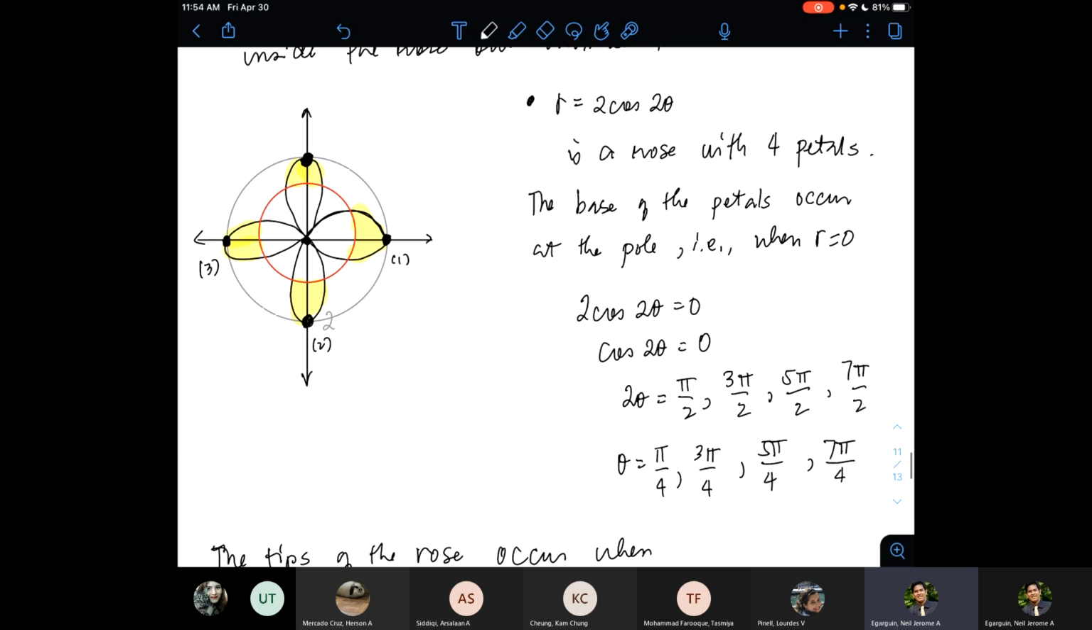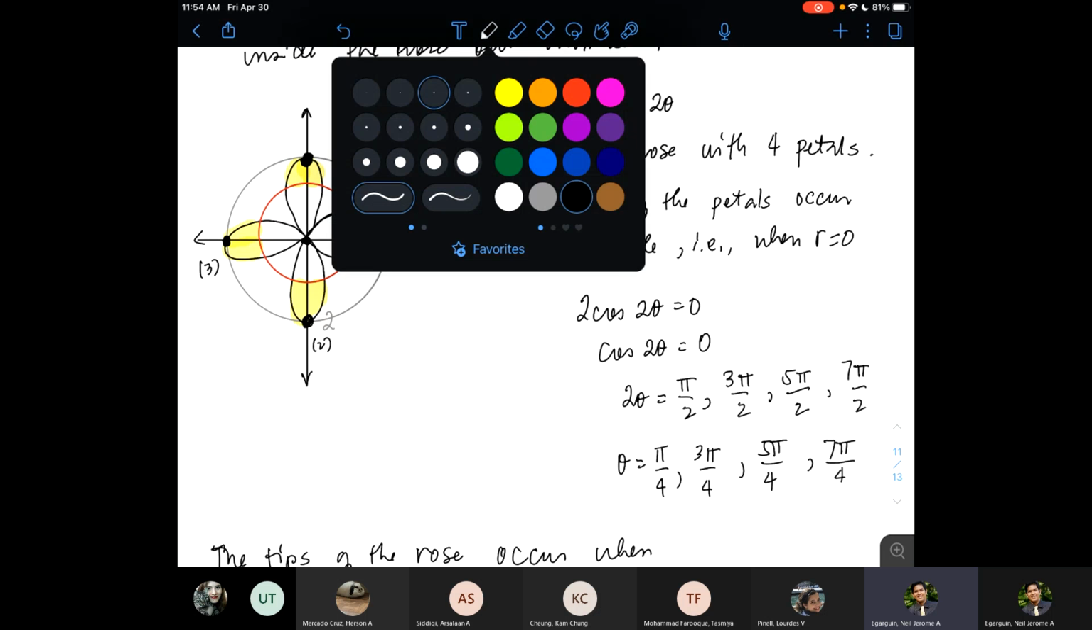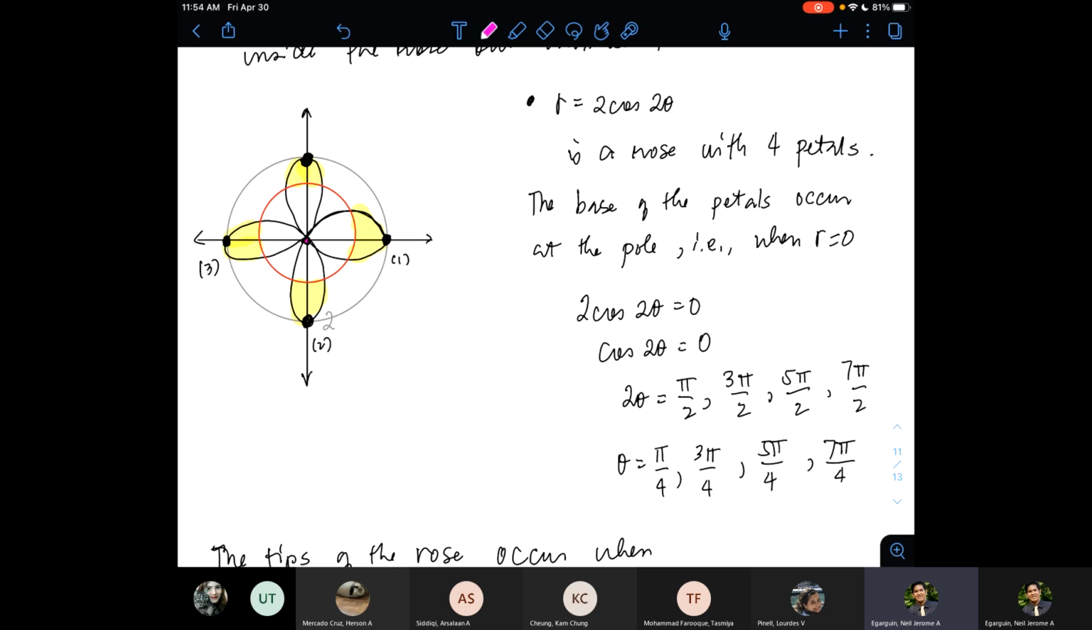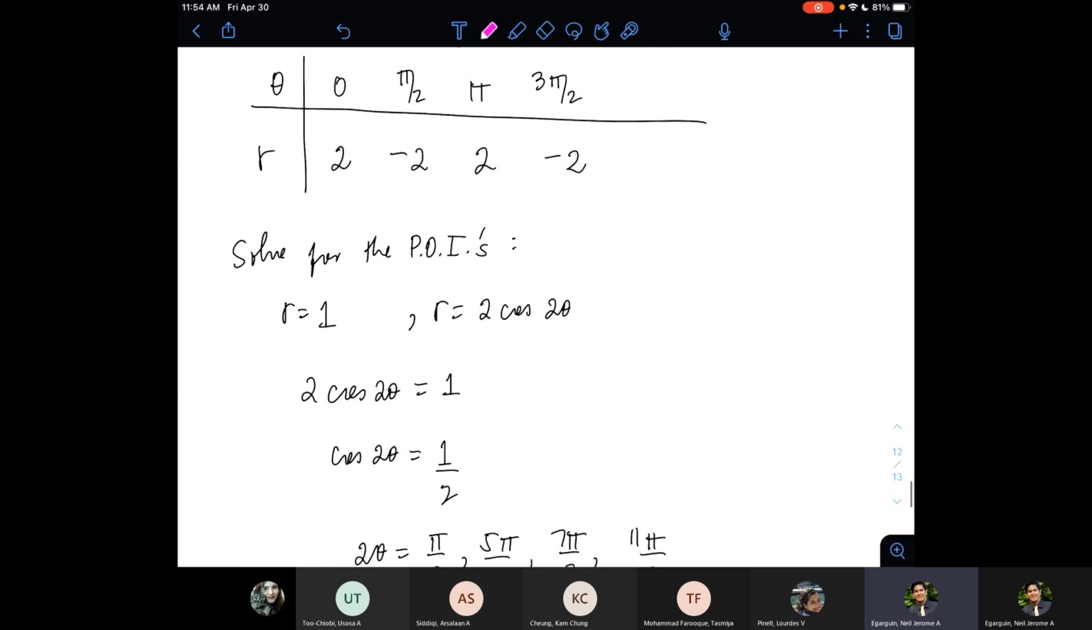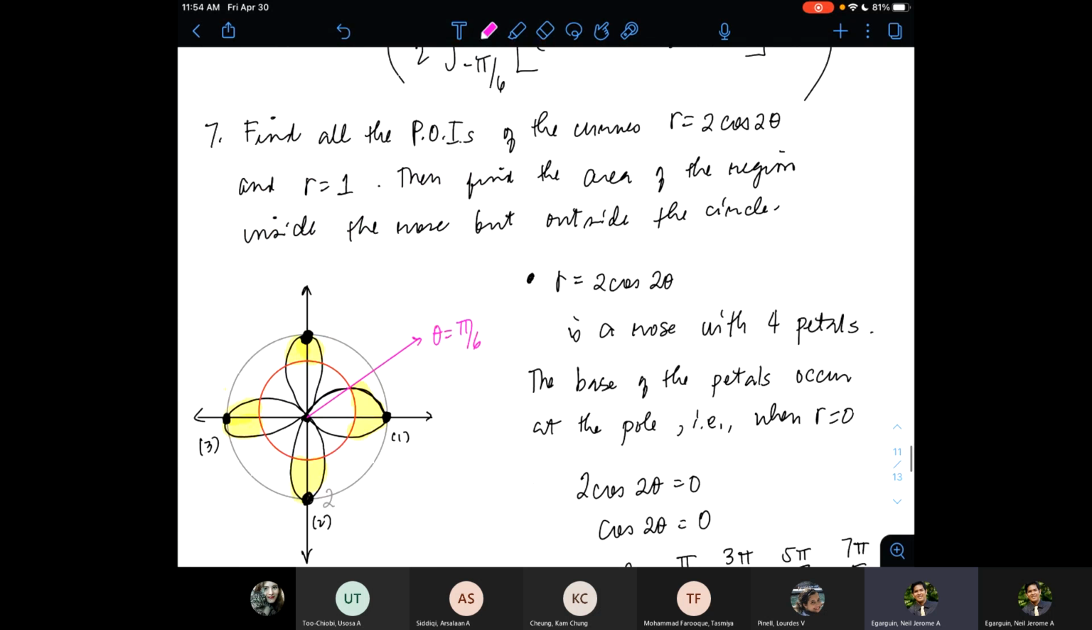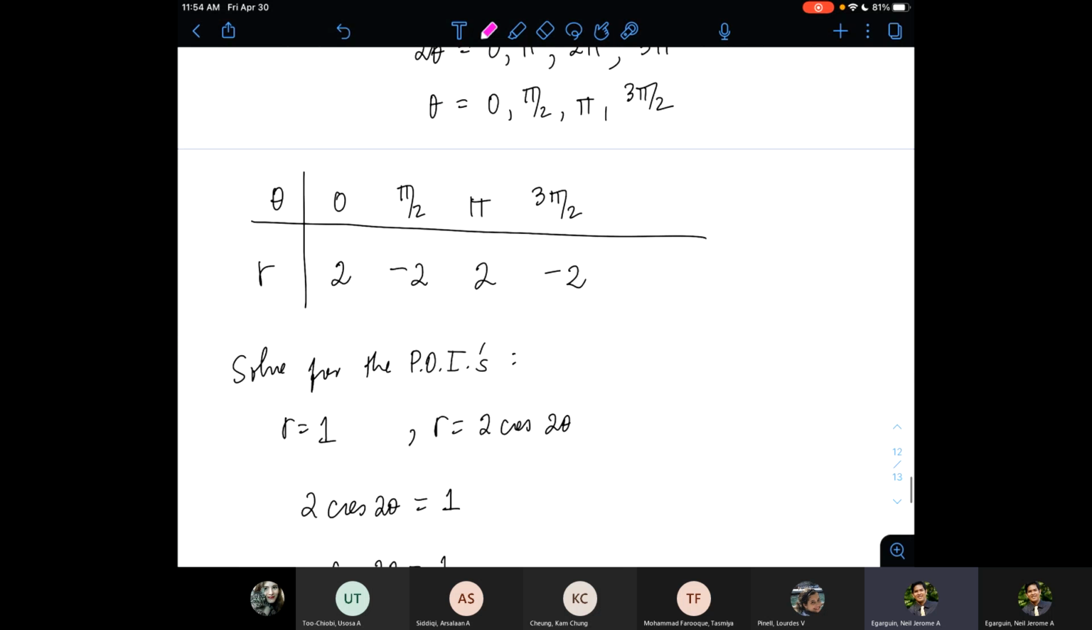Let's see if that made sense. So that means this guy here, the first point of intersection here, is theta equals pi over 6. The next one is at 5 pi over 6, which is here. Oh, did we forget some things? Because there should be how many points of intersection? There should be 8 points of intersection. Why am I missing the other ones?